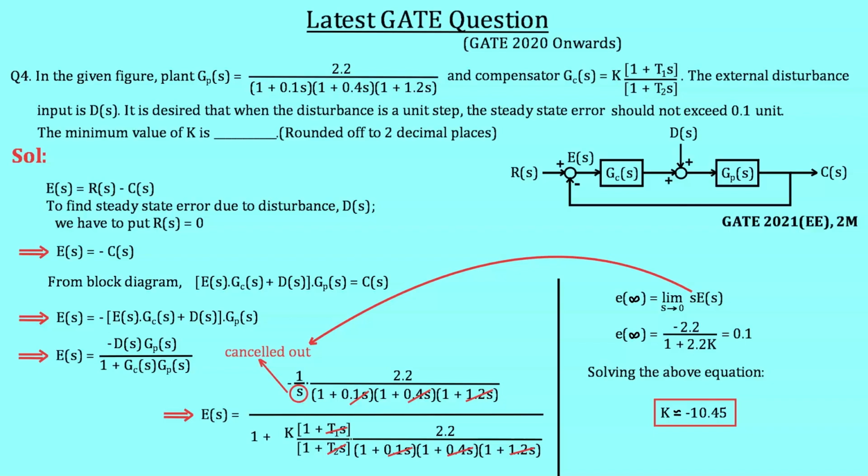And in the question it is provided that the steady state error should not exceed 0.1. So after equating this equation with 0.1 and solving further, we will get the minimum value of k to be approximately equal to minus 10.45. Now let's see the next question.